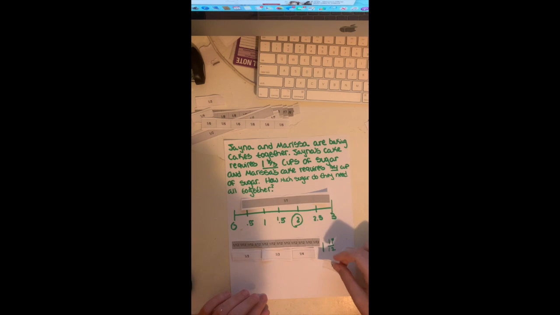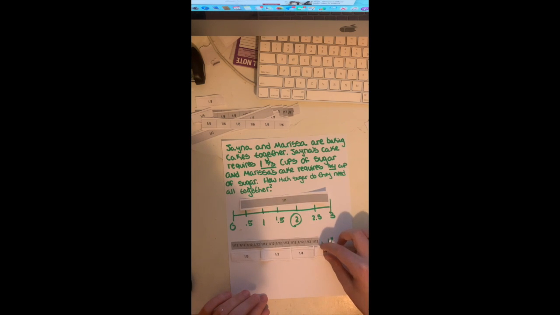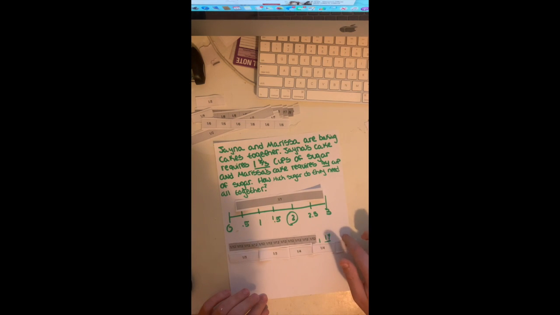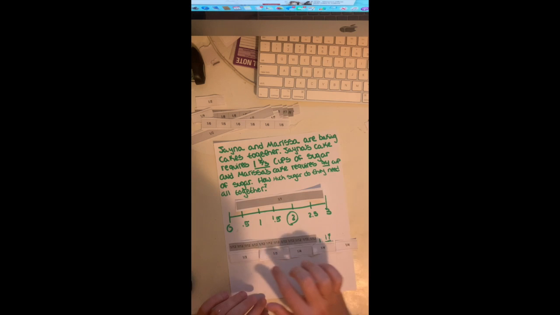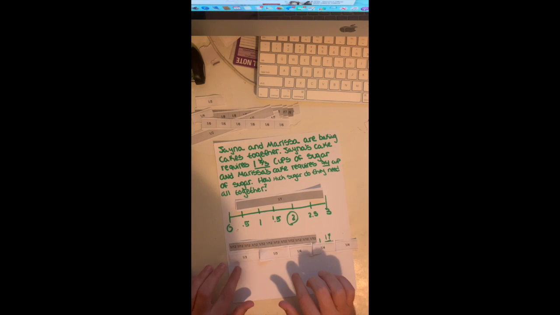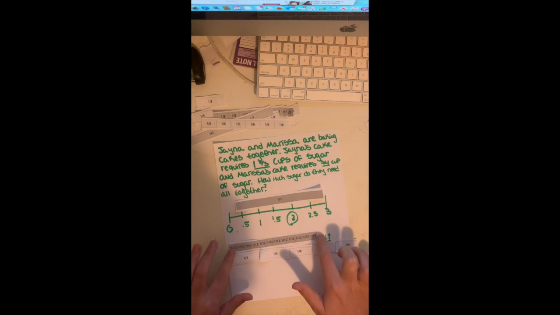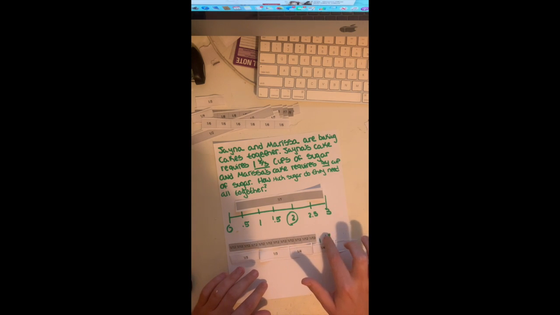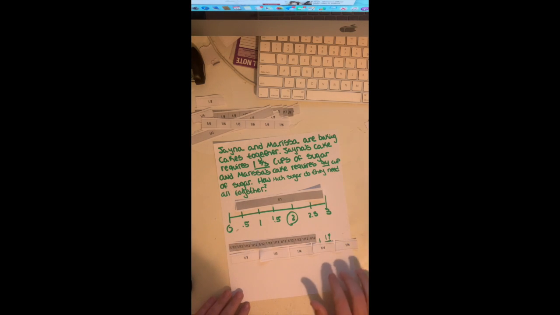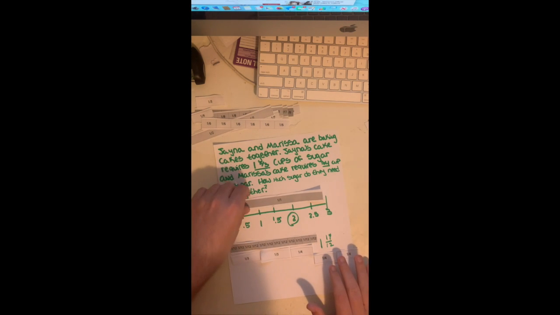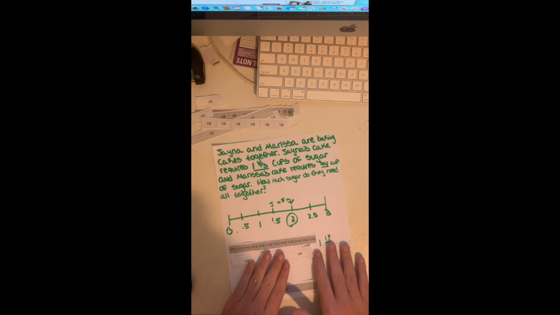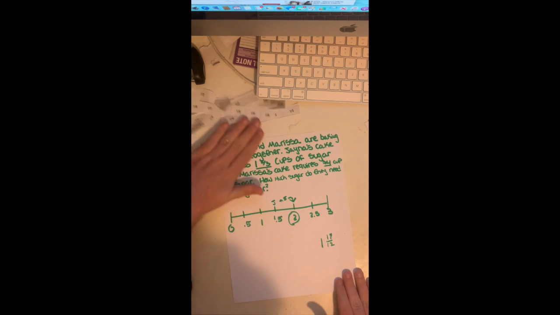So that leaves one of those left over. So we still have 1, 2, 3, 4, 5, 6. So with our fraction strips, we know we have 12 twelfths plus 13, 14, 15, 16, 17. So we have our 1, which was up here, and our 17 twelfths.